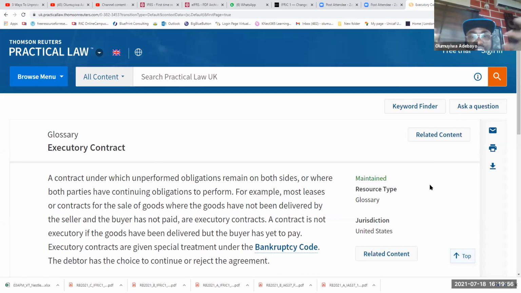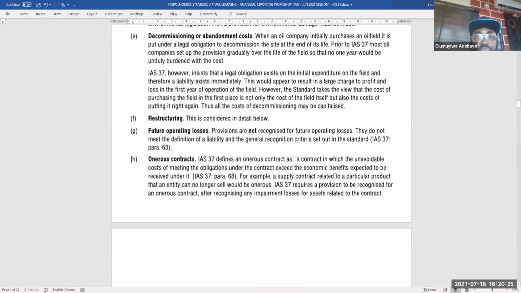Now, what we are just trying to say is that an executory contract, for sure, is a contract that can be repudiated or that can be nullified at the instance of either party because no commitment or consideration has been furnished by either party. And that is what we mean by executory contract. And that's why IAS 37 does not take that into consideration. Does that make sense to us? Okay, now let's move on.